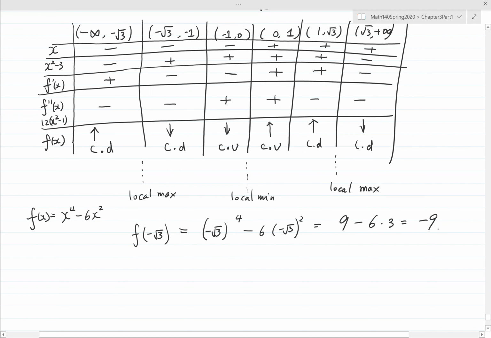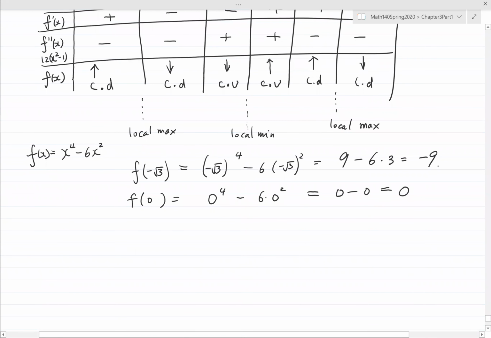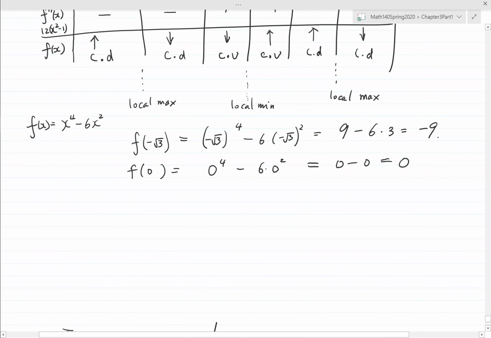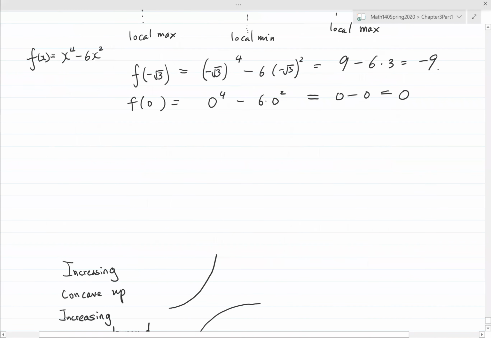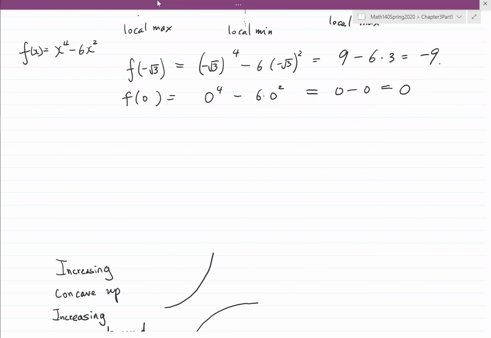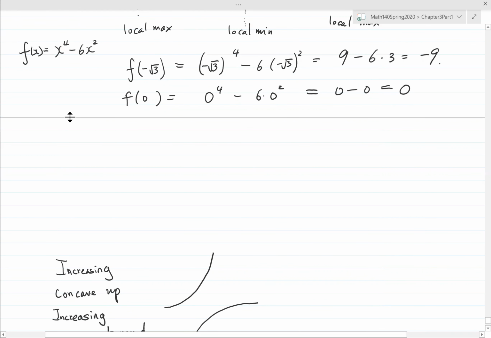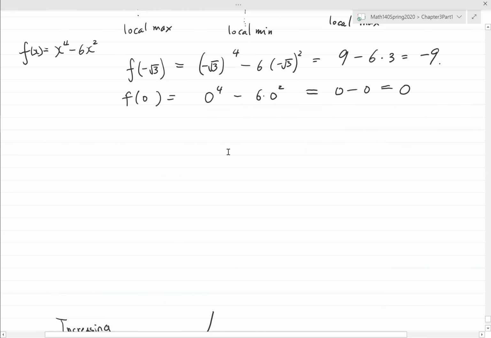Now the local min, let's see. f(0) is plug in 0. This is very easy. Plug in 0: 0 minus 0 is 0. Okay, now let's plot this graph. Let's insert a little space.